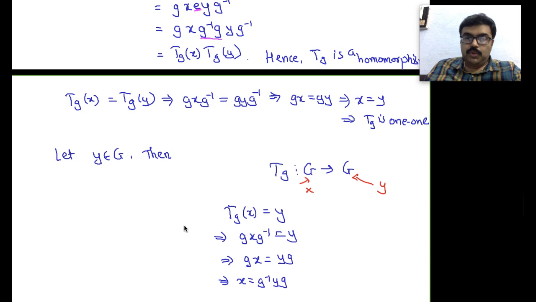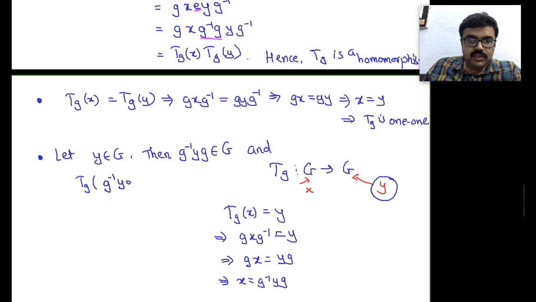So this is our onto part. Let Y belong to G; we have started with Y in the codomain. Then we take X, there is no mention of how we found X, but since G is a group, with all this composition, all the products, the element G inverse Y G belongs to G. And T_G of this element, G inverse Y G, equals, what is the formula for T_G? T_G of X is G X G inverse. In place of X, we have this, so G, G inverse Y G, G inverse. So this is e Y e, which equals Y.